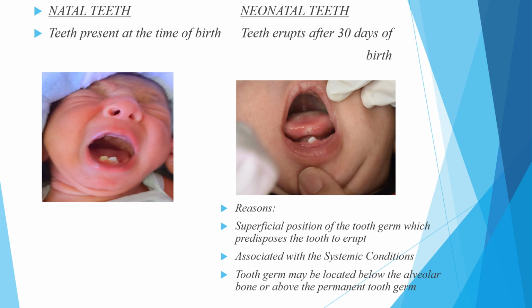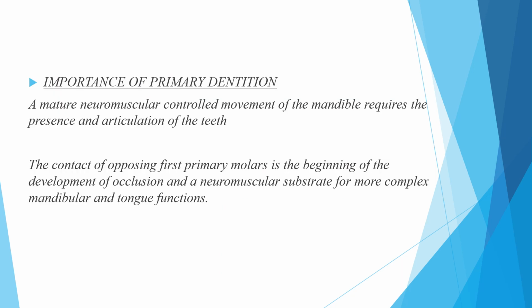We also have natal and neonatal teeth. Teeth present at the time of birth are called natal teeth, while teeth that erupt within 30 days of birth are called neonatal teeth. There are certain reasons for this: a superficial position of the tooth germ predisposes the tooth to erupt, or it can be associated with a systemic condition, or sometimes the tooth germ may be located below the alveolar bone or above the permanent tooth germ.